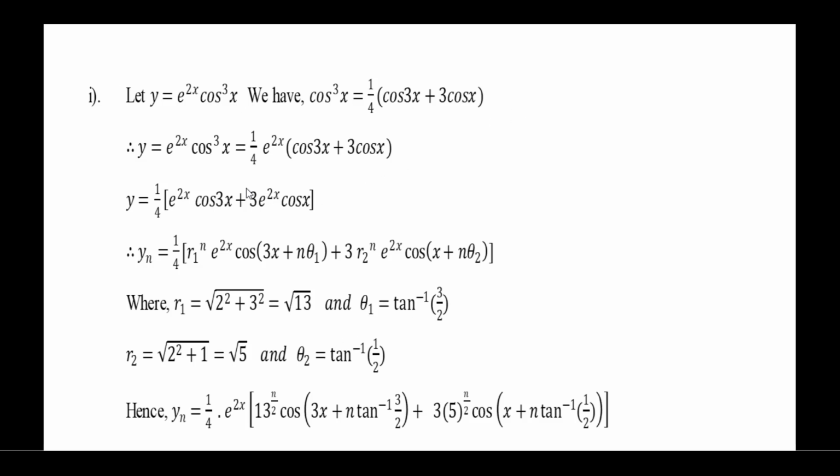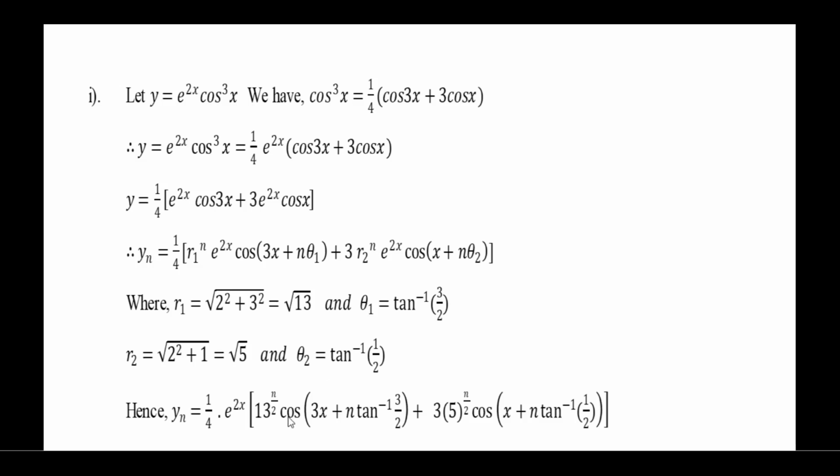So here the formula: cos cube x is 1 by 4 into cos 3x plus 3 cos x. So multiplication is e power 2x into cos 3x plus 3 cos x, that is e power 2x into cos 3x plus e power 2x into cos x. Here we have got two formulas. Here also find r1, r2, theta 1, theta 2. r1 is given by root 13, r2 is given by root 5. This is because 2 square plus 3 square, and r2 is 2 square plus 1 square. Theta 1 is tan inverse of 3 by 2, theta 2 is tan inverse of 1 by 2.